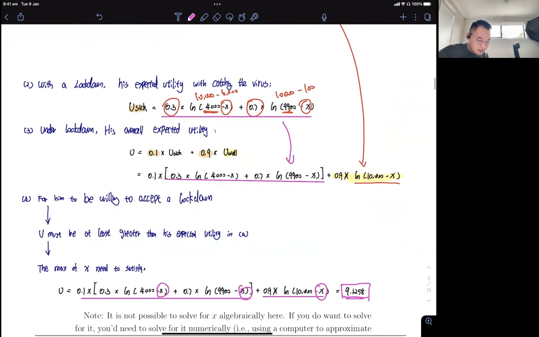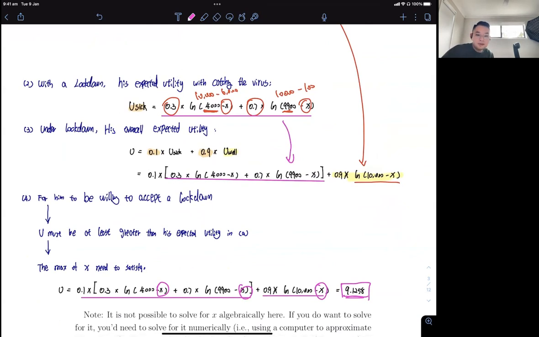So does it make sense, guys? For question 2, question B? In a sense, all we did here is just plug in the X and use the new probabilities and compare this with the original utility in question A. And therefore, we can calculate the amount of X. Are we all good for this step?